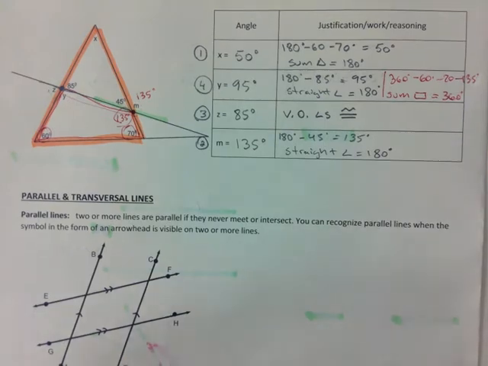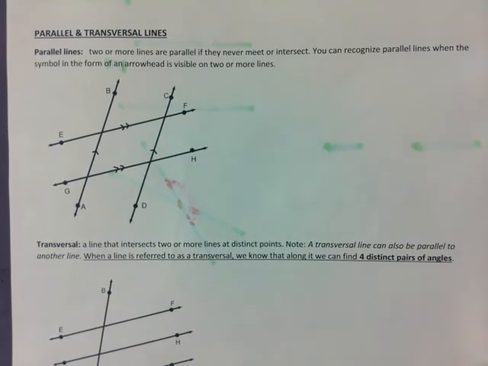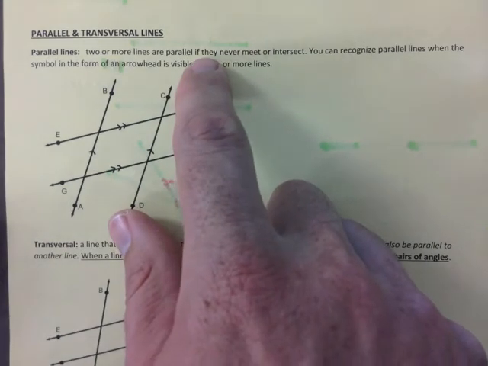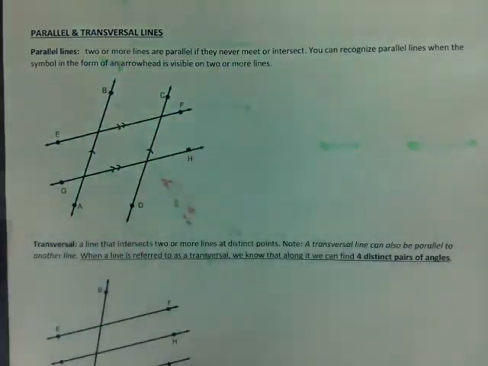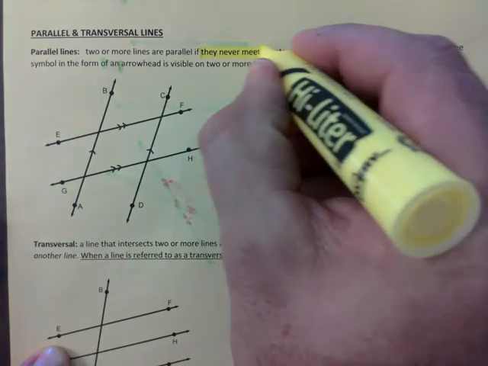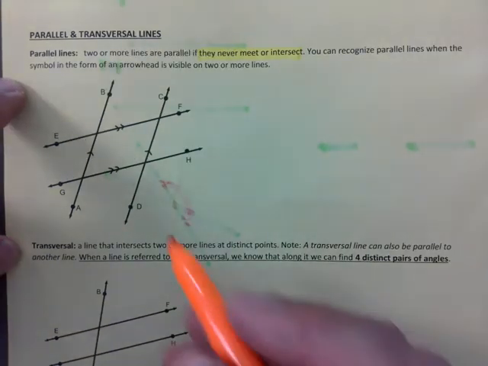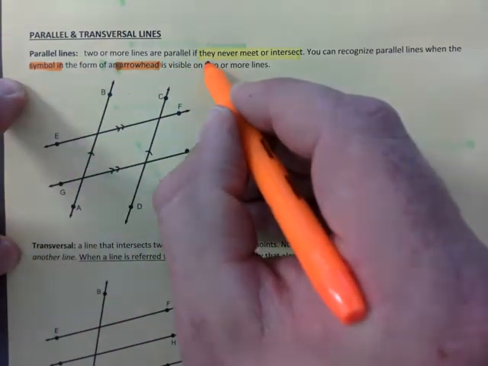Okay, let's keep going here. Parallel and transversal lines. This is a very important concept. Parallel lines, 2 or more lines. There's a typo there. Oh, sorry. No, 2 or more lines are parallel if they never meet or intersect. Okay, they never meet or intersect. You can recognize parallel lines when the symbol in the form of an arrowhead is visible on 2 or more lines.